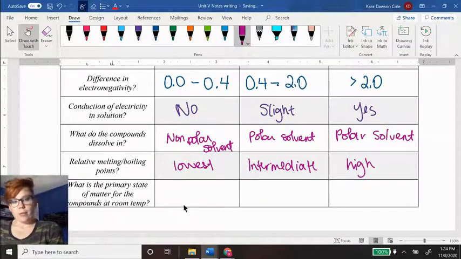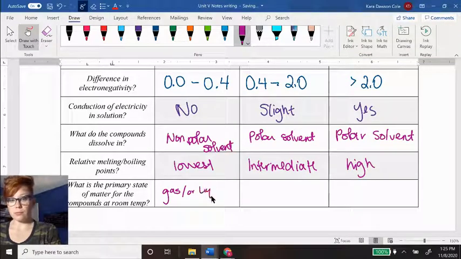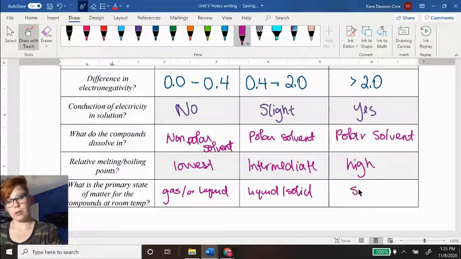Primary state of matter for the compounds at room temperature. Nonpolar compounds are either going to be gas or liquid. A polar compound is going to be either a liquid or a solid. Most ionic compounds are solids.